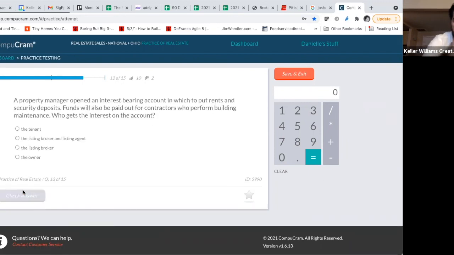A property manager opened an interest-bearing account in which to put rents and security deposits. The funds will also be paid out for contractors who perform building maintenance. Who gets the interest on this account? A, the tenant, B, the listing broker and listing agent, C, the listing agent, or D, the owner?